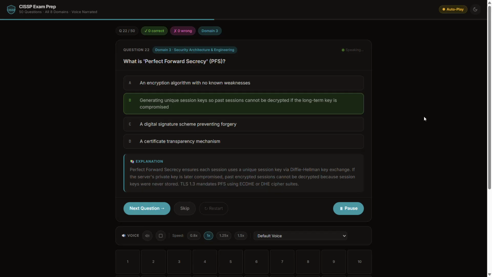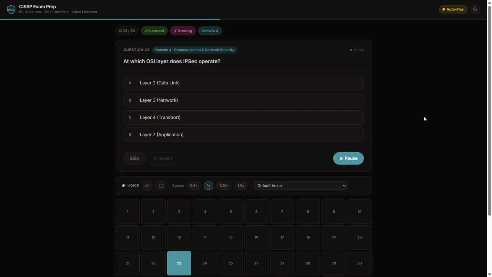Correct answer: B. Perfect forward secrecy ensures each session uses a unique session key via Diffie-Hellman key exchange. If the server's private key is later compromised, past encrypted sessions cannot be decrypted because session keys were never stored. TLS 1.3 mandates PFS using ECDHE or DHE cipher suites.